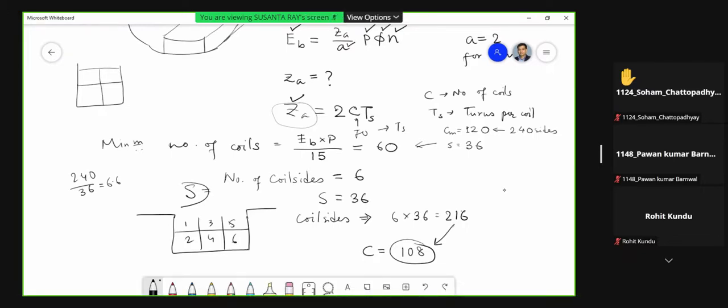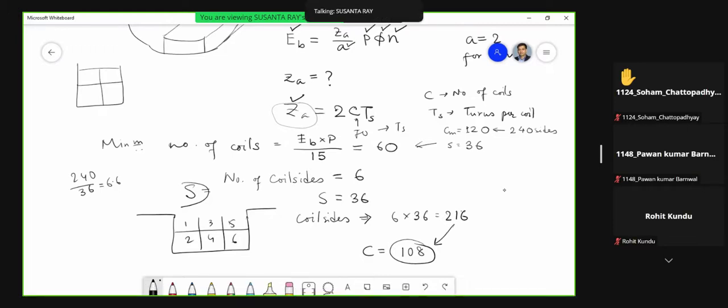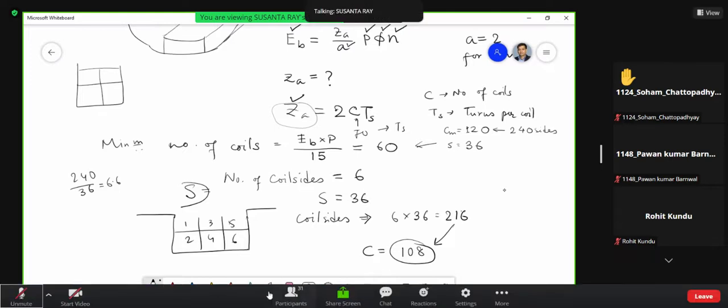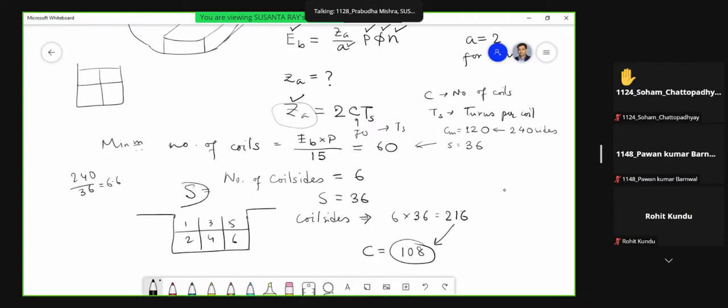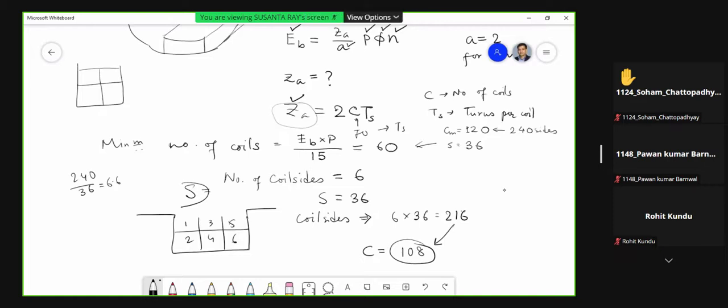If you have small machines, then you can go for wave winding, but if your machine is large, more than 100 kilowatt, then you can choose the lap winding. With lap winding you will get more parallel paths, so your current will be divided in the parallel paths.